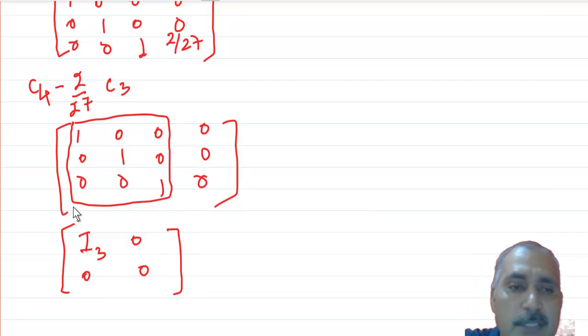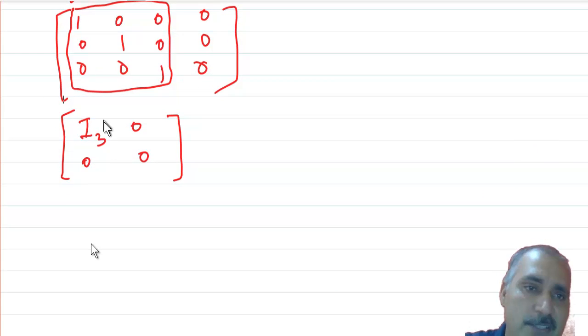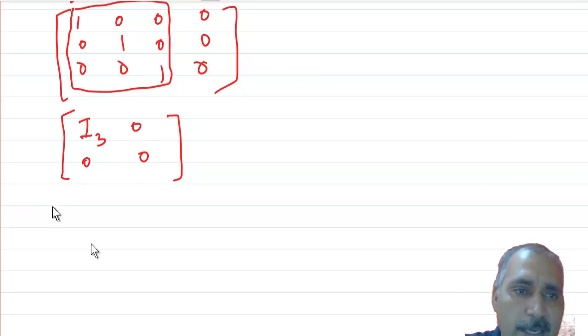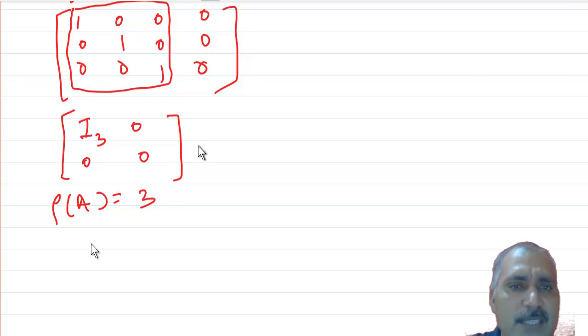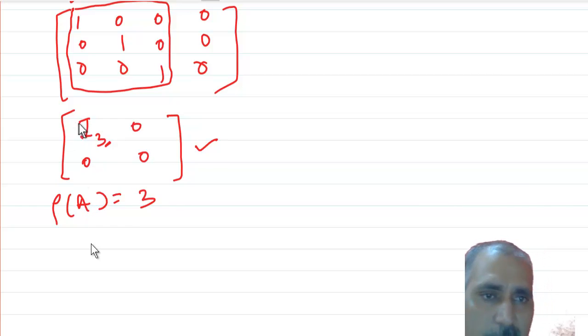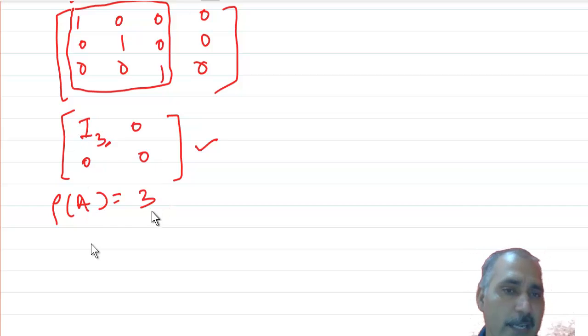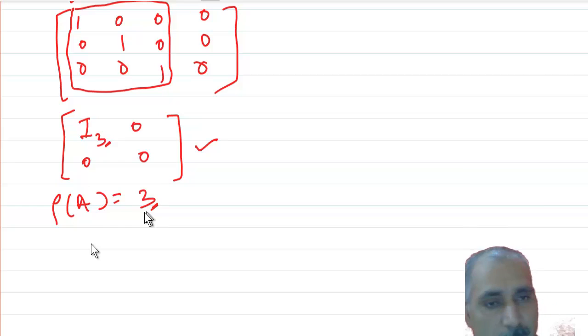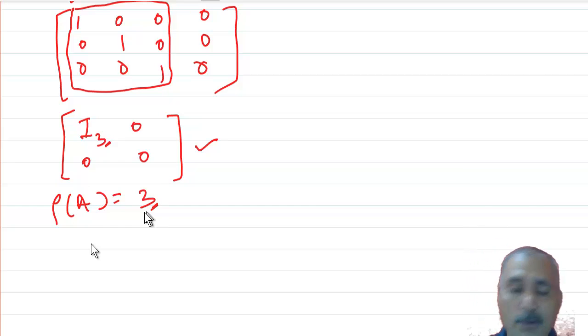What is the rank of this matrix? The rank of this matrix is 3. So we have taken this matrix as A, so rank of A is equal to 3. This is a normal form, and whatever is the order of this identity matrix, that tells us the rank. The rank of this matrix is 3. I hope you have understood this one.